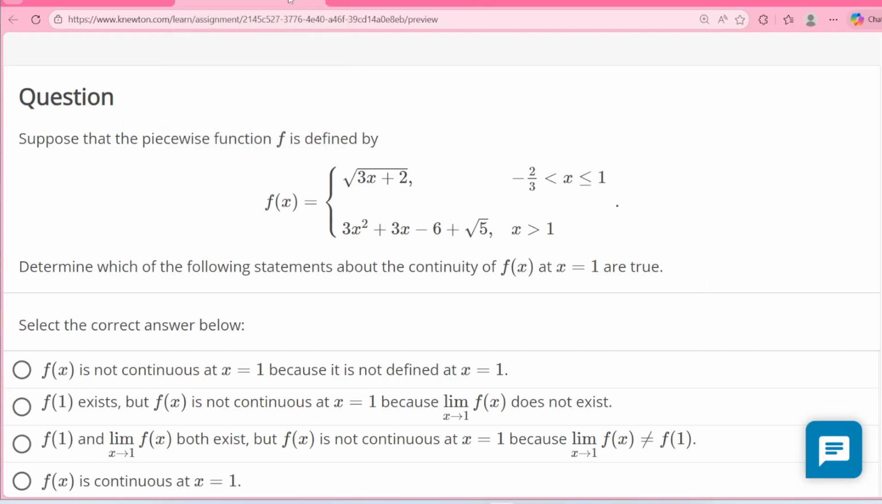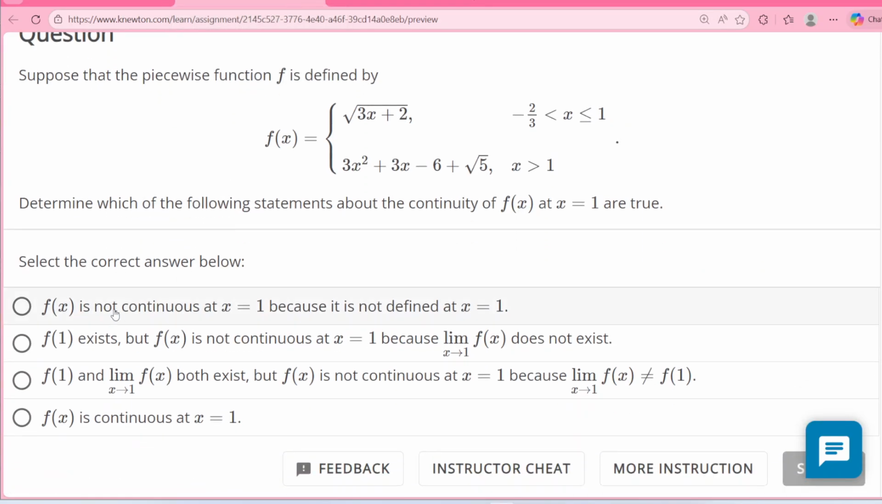So back to the homework problem. Let's see, you just choose the correct answer below. So f is not continuous at x equals 1 because it's not defined at x equals 1. That's false. We saw it was the square root of 5 at x equals 1. f of 1 exists, but f is not continuous at x equals 1 because the limit as x approaches 1 of f does not exist.